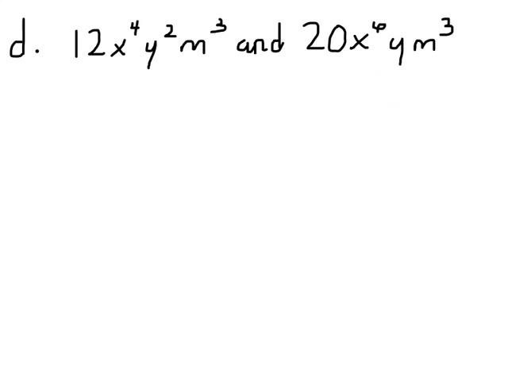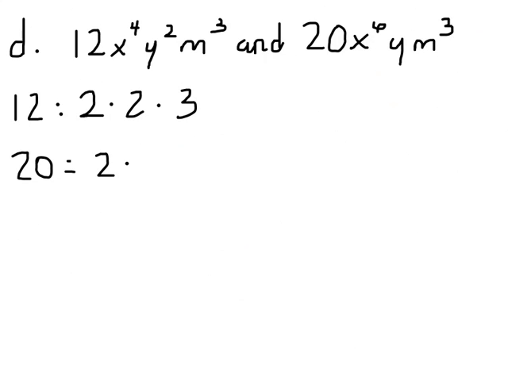All right, final one. 12 is 2 times 2 times 3, and 20 is 2 times 2 times 5. So I've got 2, 3, and 5. 2 is used to the second power both times, so we're going to have 2 squared times 3 times 5, or 4 times 3, which is 12, times 5 is 60.